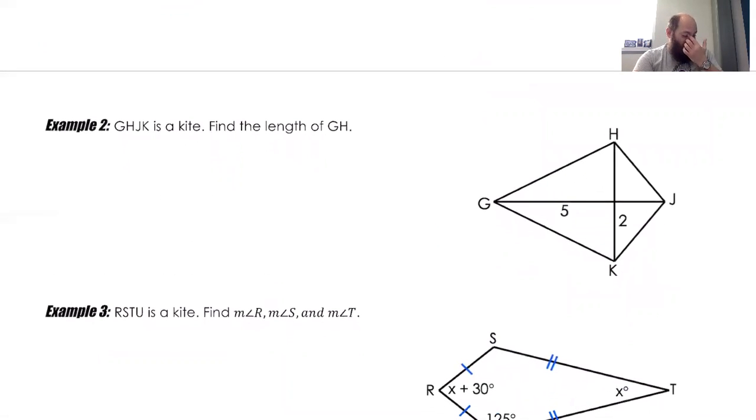GHJK is a kite. Find the length of GH. GH is right here, and I want to find that length. To help me out with this, I'm going to start with the fact that since these angles... Oh, you know what I didn't mention earlier?